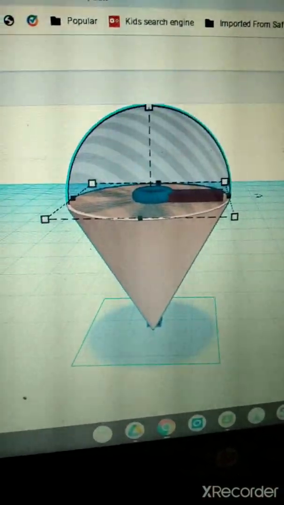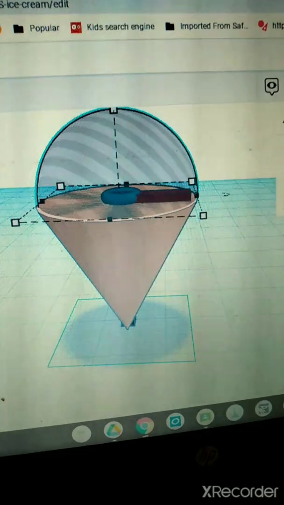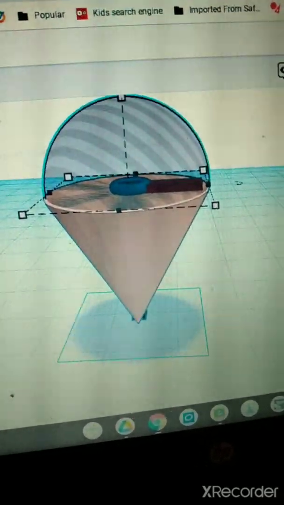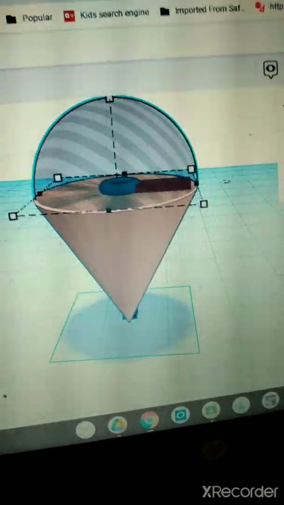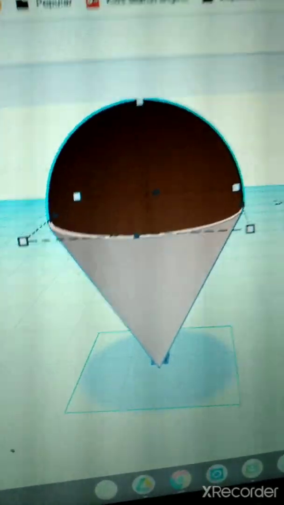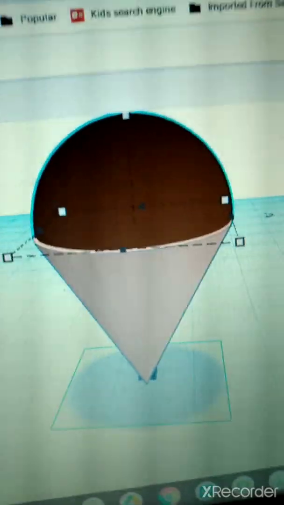The next step is to find the ice cream, because since we have a cone, now we get to add the ice cream on top of it. And that is the delicious part of the ice cream.